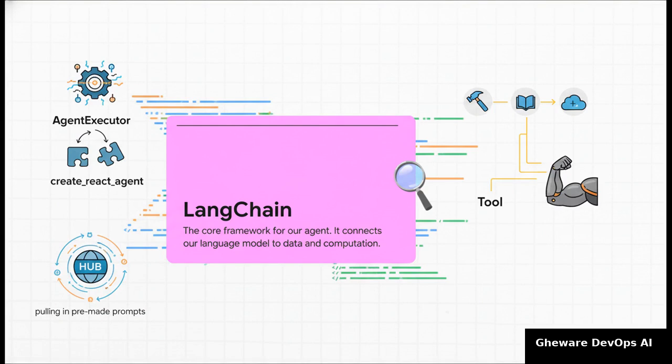And from it, we're pulling in some real heavy hitters. You've got Agent Executor, which is the engine that actually runs the agent. Create React Agent is the factory that assembles it. Tool is how we give our agent its superpowers. And Hub lets us easily grab pre-made, battle-tested prompts. It's a huge time saver.